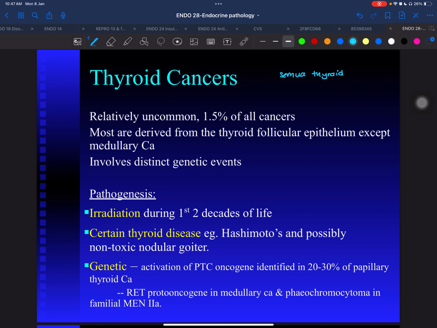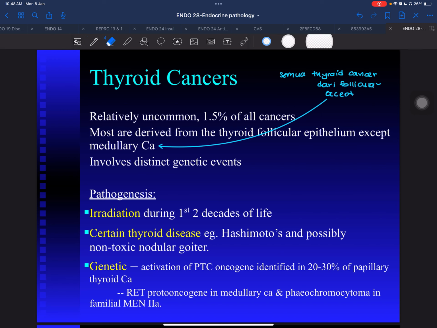Okay, what causes thyroid cancer? Number one, radiation. There's irradiation during the first 2 decades of life. Maybe sebelum tu dia ada apa-apa disease ke apa, that patient received radiation to the neck, and that radiation can cause development of thyroid cancer. Okay, or certain thyroid disease macam tadi Hashimoto, multinodular goiter, toxic goiter tadi, can also turn into thyroid cancer.